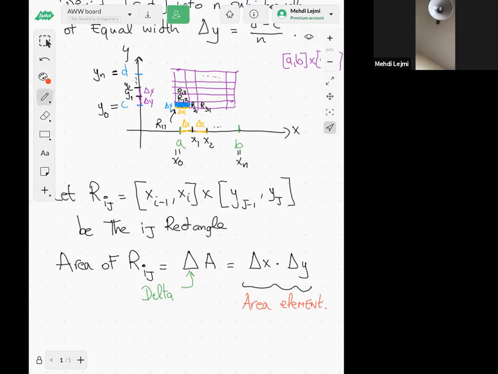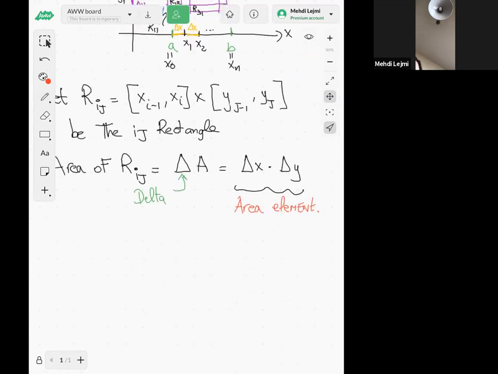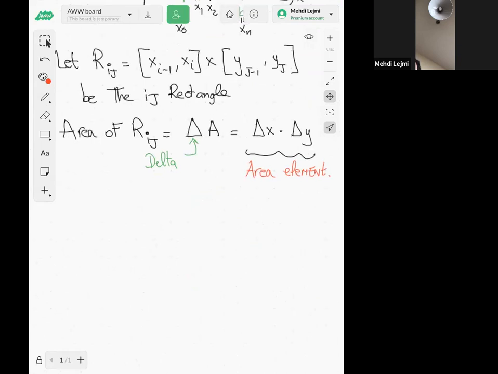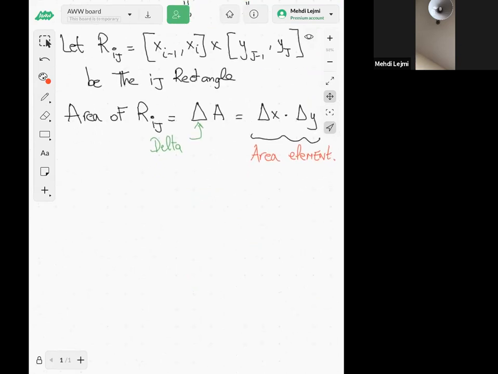So now, the volume of my solid S. For each rectangle R subscript ij, there's a region S subscript ij, which corresponds to the rectangle Rij.